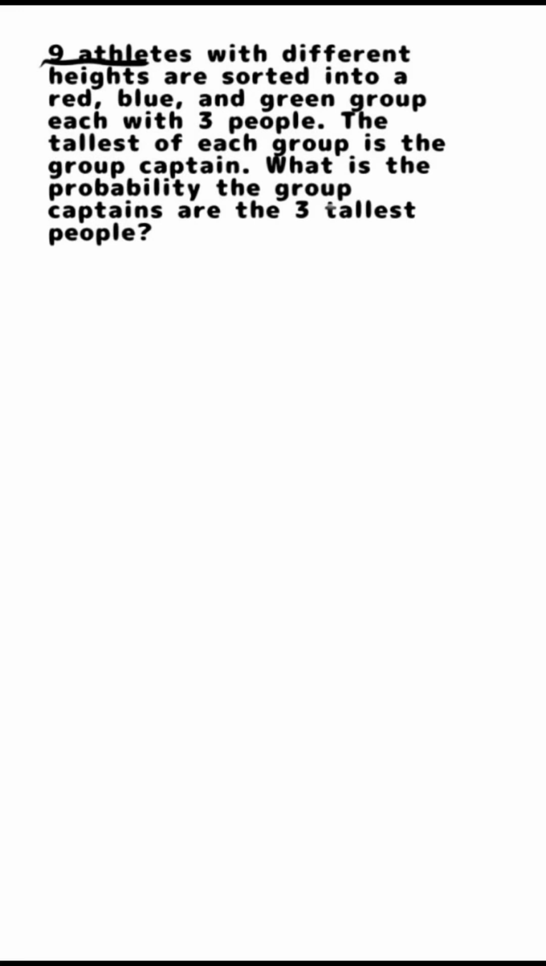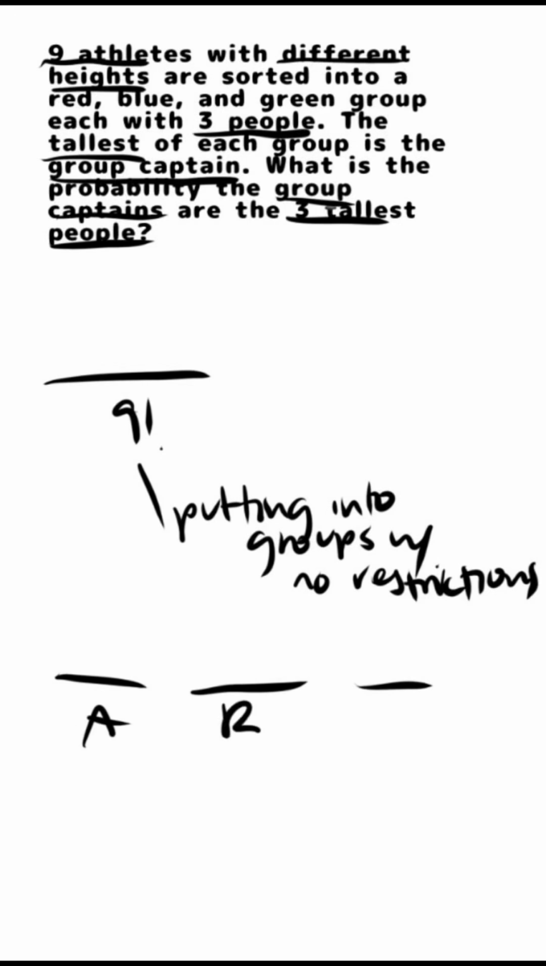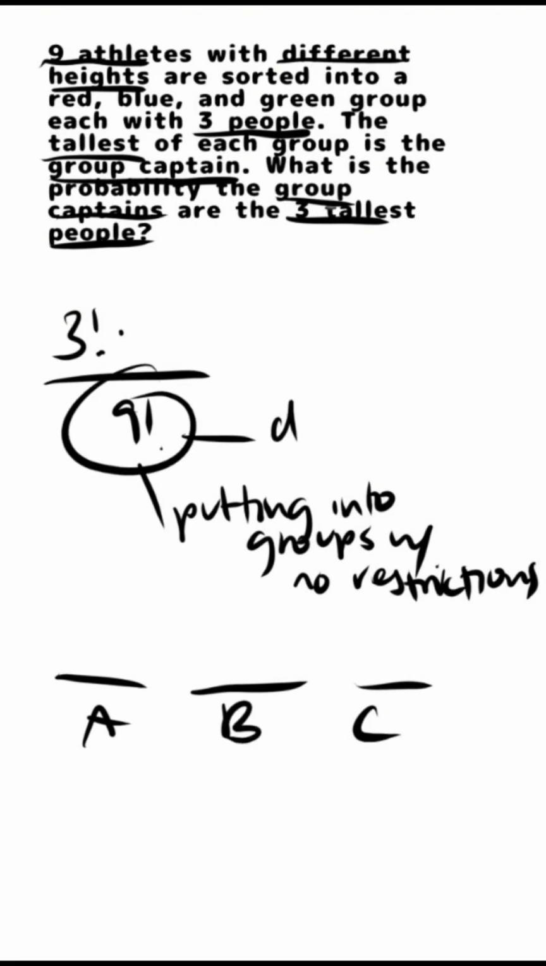Problem 14. 9 athletes of different heights are sorted into a red, blue, and green group, each with 3 people. The tallest of each group is the group captain. What is the probability the group captains are the 3 tallest people? So the denominator should be 9 factorial since that's the number of ways to sort the athletes into groups. Note this doesn't count for order since people can be sorted into the same group in different orders, but we will account for this in the numerator so it's the same.